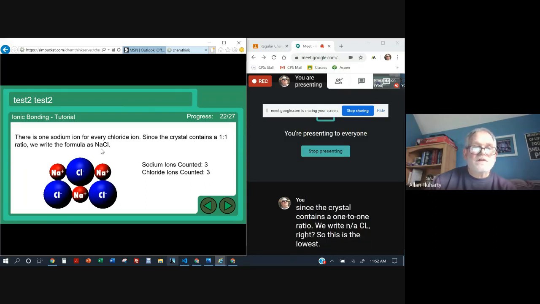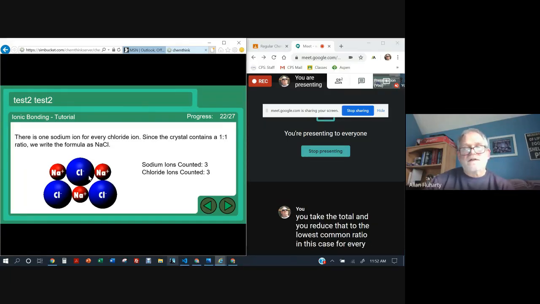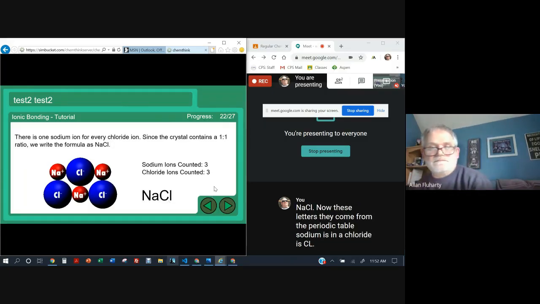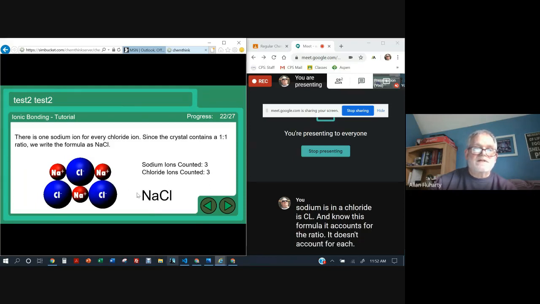Right, so this is the lowest ratio. You take the total and you reduce that to the lowest common ratio. In this case, for every sodium, there's 1 chloride. And we write as a formula NaCl. Now these letters, they come from the periodic table. Sodium is Na, chloride is Cl. And note, this formula accounts for the ratio. It doesn't account for each individual atom in the piece of sodium chloride that you might have.